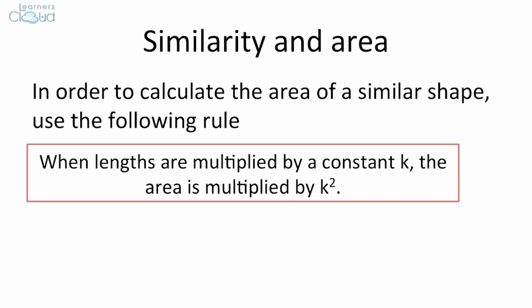We're now going to take a look at how similarity affects area and volume, because the rules aren't exactly the same as they are for the lengths. So let's first of all look at similarity and area. In order to calculate the area of a similar shape, we use the following rule. When lengths are multiplied by a constant k, the area is multiplied by k squared.